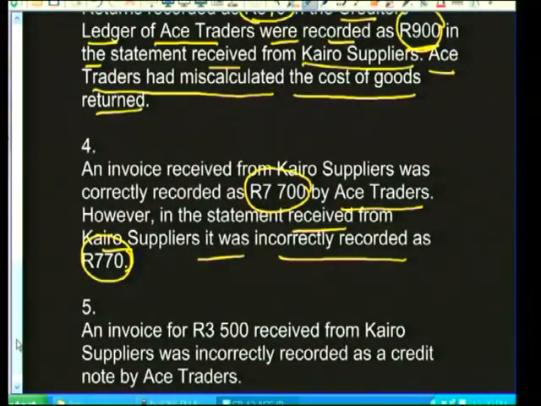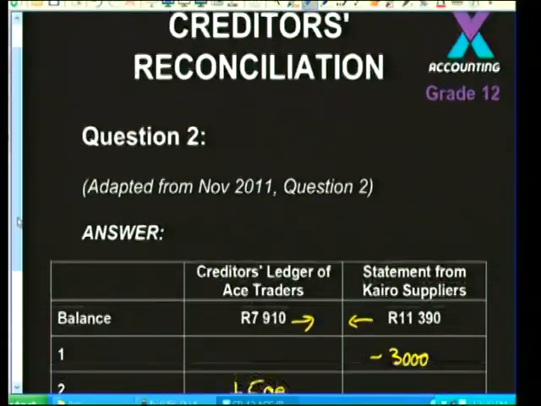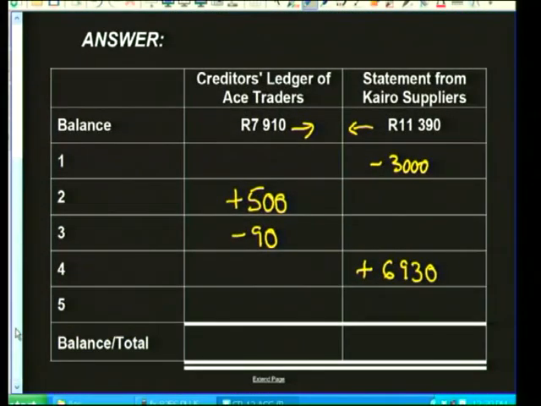An invoice for 3,500 received from Cairo Suppliers was incorrectly recorded as a credit note by Ace Traders. We have made the mistake. Be careful of this particular one. Watch it closely. Right, here goes. 3,500. What did we do? We treated it as a credit note. In other words, we reduced the account by 3,500.